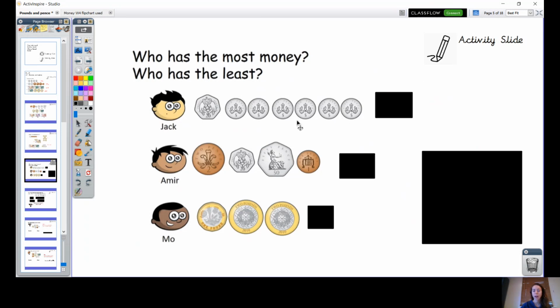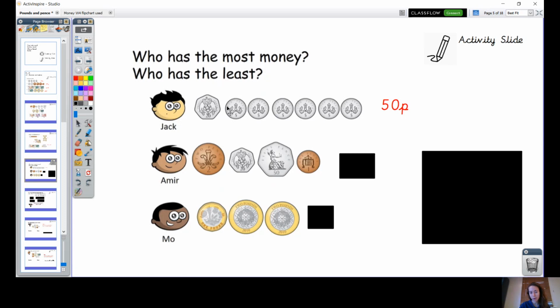Well done. So Jack, let's have a look at him. So he's got a 20p coin here. Now, if we have a look at the money he's got, we could actually count up in 5s, couldn't we? So let's put 20 in our heads and count up in 5s. 20, 25, 30, 35, 40, 45, 50. Jack had 50p in his piggy bank.